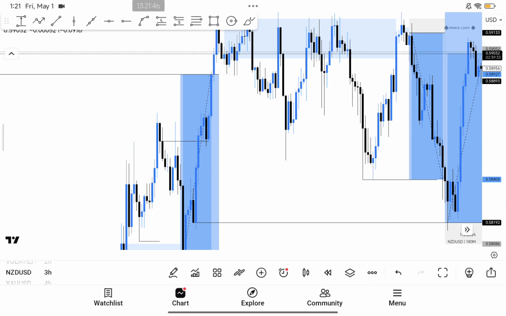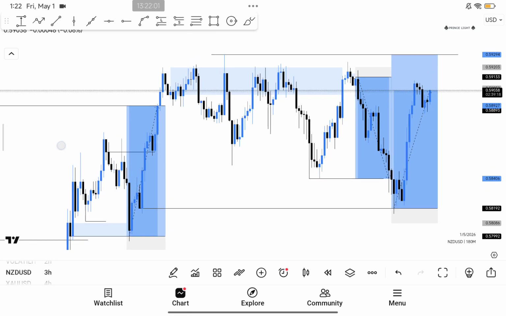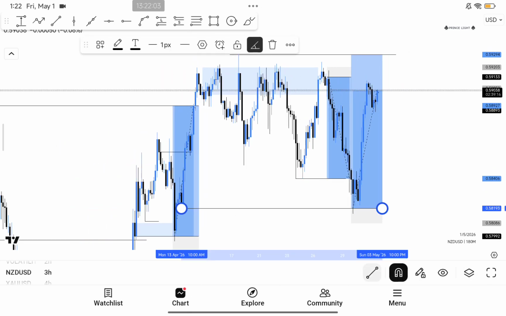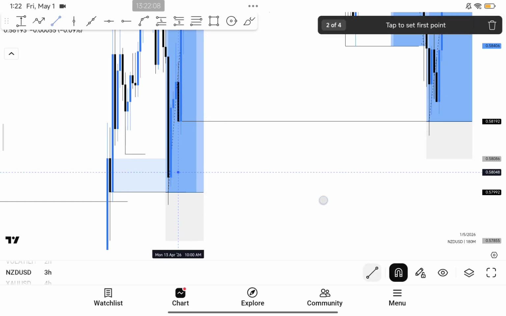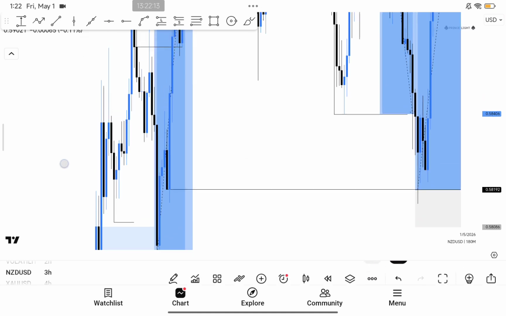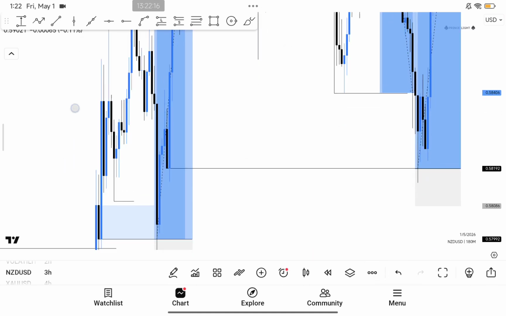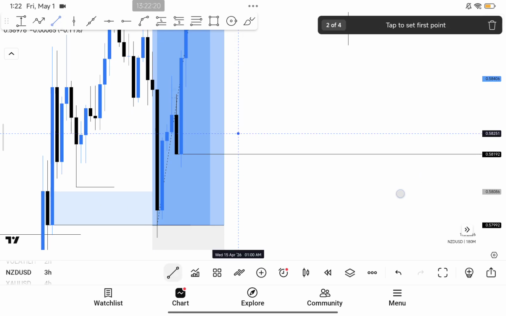Now a double break of structure is much better. It's much better for you to be completely sure that the entry you're taking is a good one, right? So you decide to wait for that particular one. Now you can see how price came back down and used this particular support. Now why did I use this one? Why did I not use this particular one right here? Two things. Number one, this one is closer to the liquidity. Number two, this one has the sweep right here.